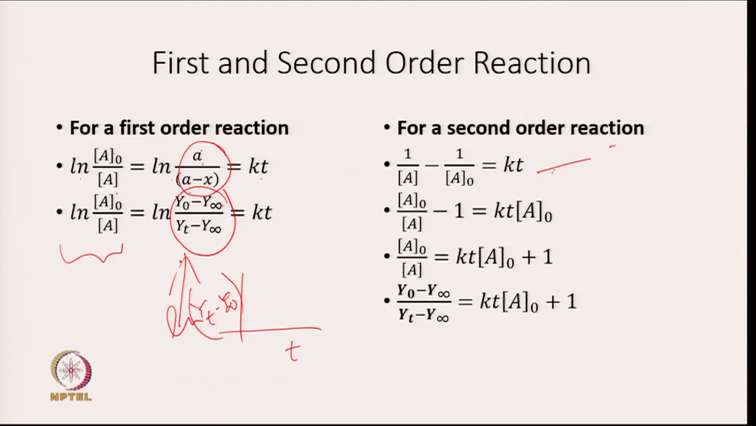For a second order equation, we know this is the integrated rate law. What we need to do is express this equation as a ratio of A by A naught or A naught by A. The way we can do it is to multiply this whole equation by A naught. So we will get A naught by A minus A naught by A naught, which is 1, equal to kt into A naught. A naught we generally know; our problem is to measure A at different times during the reaction. So we can write A naught by A is equal to kt A naught plus 1, and we have already calculated this in the earlier slide, and that is equal to y 0 minus y infinity by y t minus y infinity, and that is kt A naught plus 1. So now we can just plot y 0 minus y infinity by y t minus y infinity versus t to get the value of k.